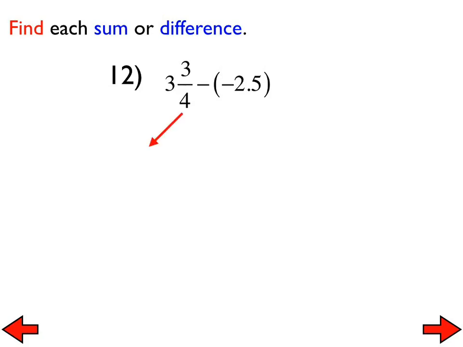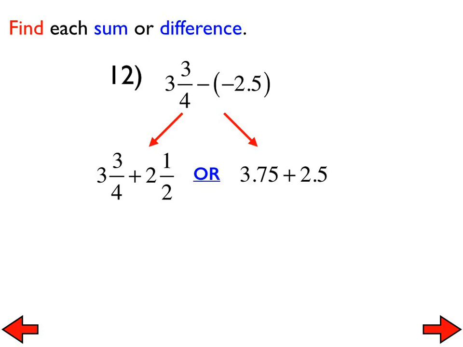I'm going to do this both ways. So as mixed numbers, it would be 3 3/4. I went ahead and added the opposite, plus 2 1/2, because minus negative 2 1/2 is plus 2 1/2. Or you could turn the 3 3/4 into a decimal, which is obviously 3.75. So we'd have 3.75 plus 2.5. Now, I don't care whether you do it the mixed number way or the decimal way, because the fact is 6 1/4 is equivalent to 6.25. They represent the same numeric value. Okay? Any questions about number 12?